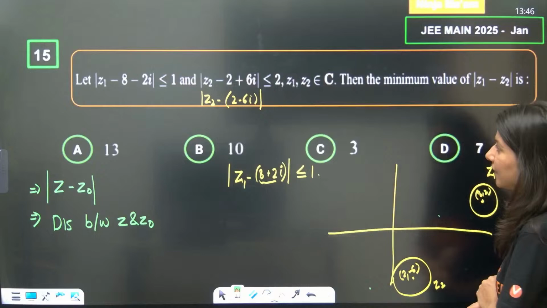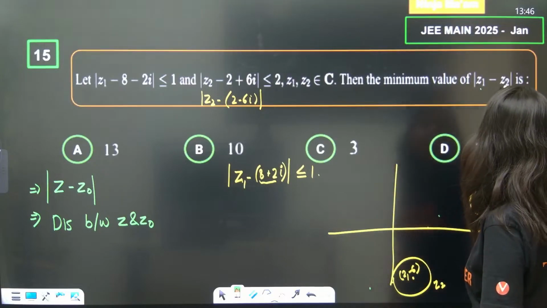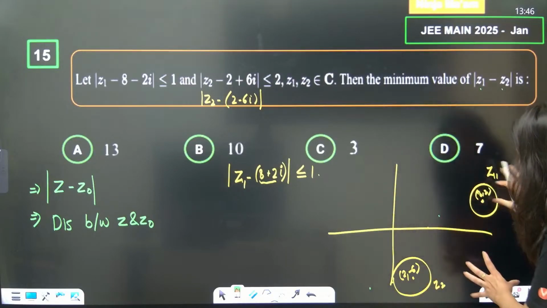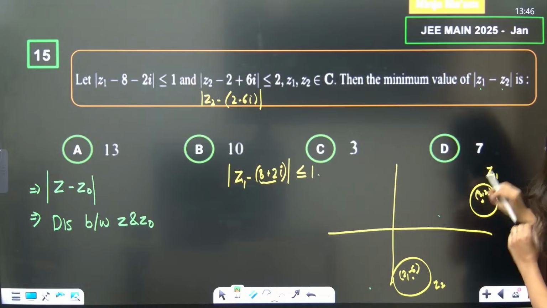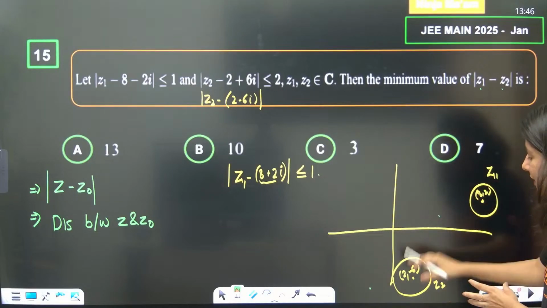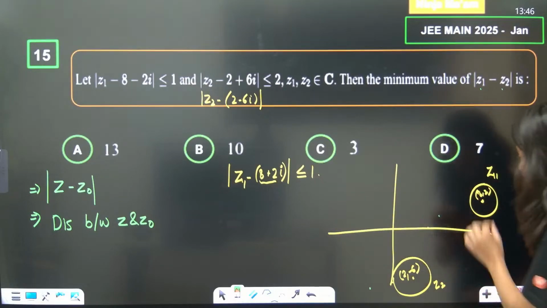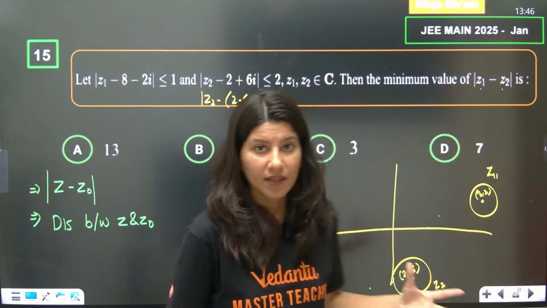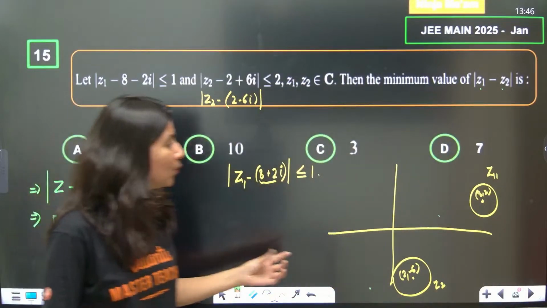Okay, this is your Z2. Now, the minimum value of |Z1 minus Z2|. So Z1 is lying on the circle or inside the circle. Z2 is lying inside or on the circle. Z2 and Z1 are moving.